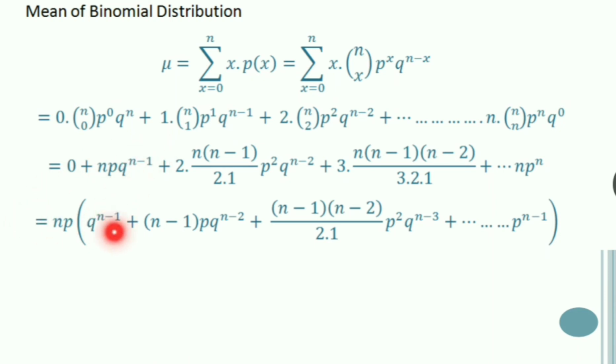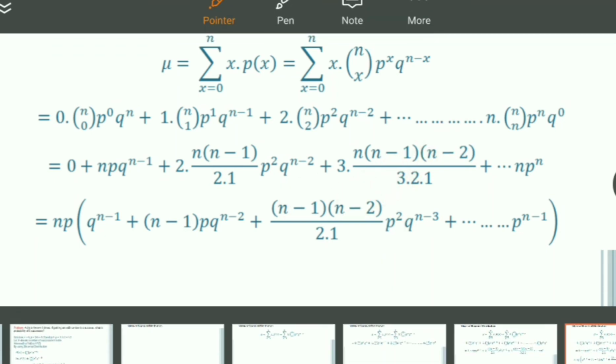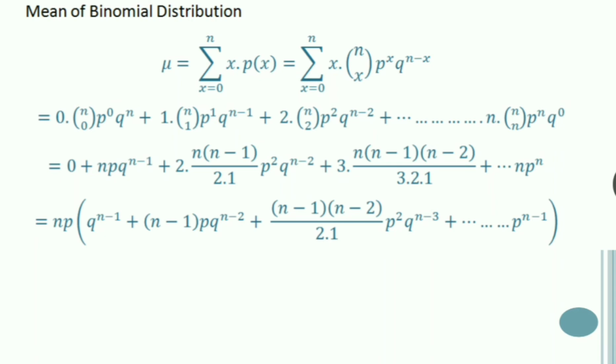So taking n and p outside the bracket, here we are left with q raised to power n minus 1 only, plus taking n and p common, 2 gets cancelled with this 2, so we are left with n minus 1. p is taken out, so we are left with p only, q raised to power n minus 2, plus 3 gets cancelled with this 3, we are left with 2 into 1. n is taken out, n minus 1 as it is, n minus 2 as it is, p square into q raised to power n minus 3, plus so on. n is taken out, p is taken out, so we are left with p raised to power n minus 1 only.